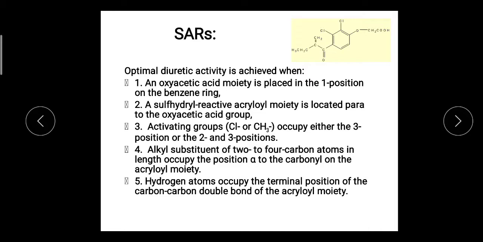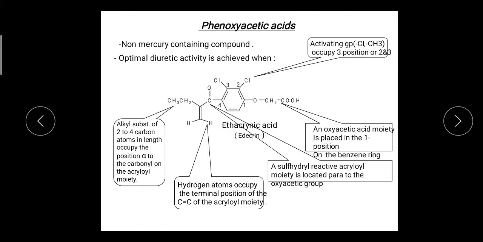So this is the SAR of ethacrylic acid. Here the SAR is elaborated, and you can easily understand it by watching this structure and the different positions. The first point we have discussed is that the oxyacetic acid moiety is placed in the first position. Here, this group, oxyacetic acid, is at the first position.